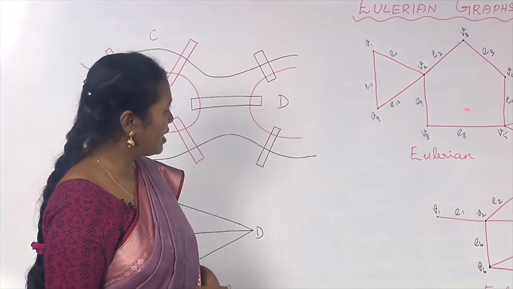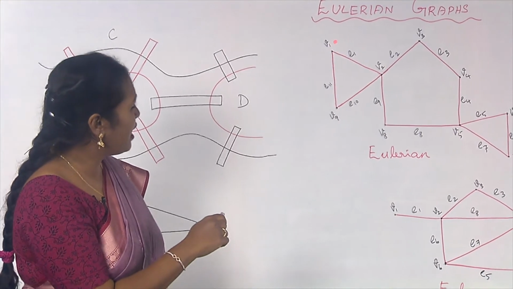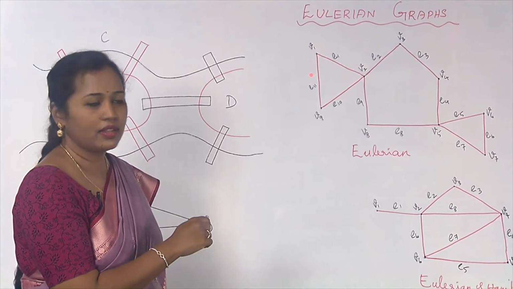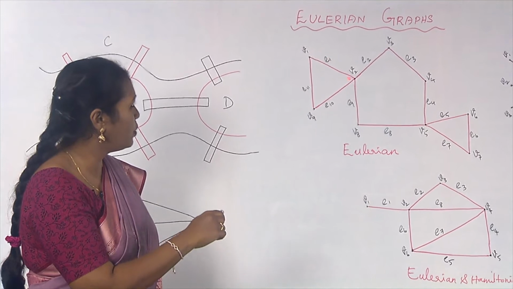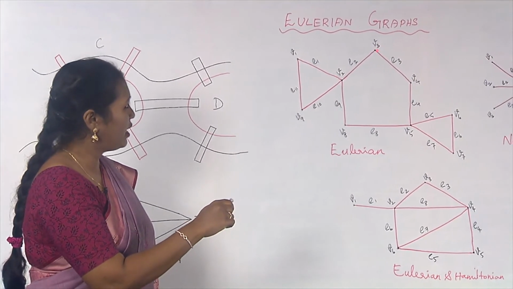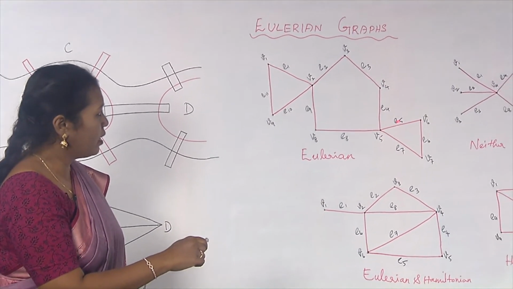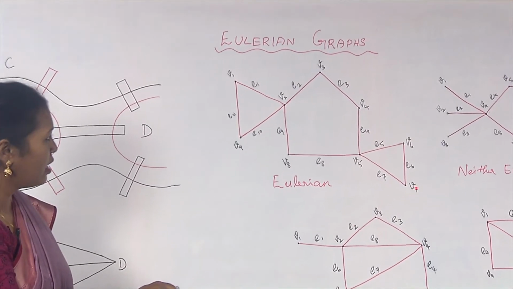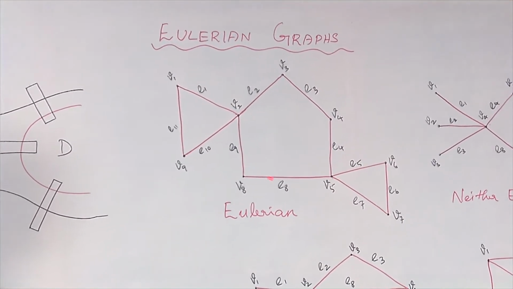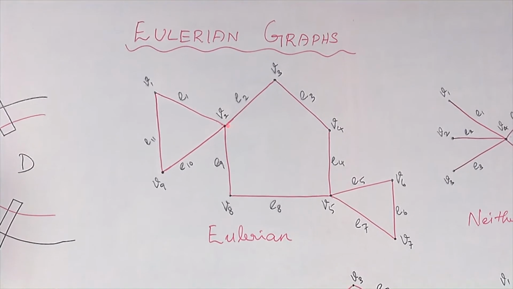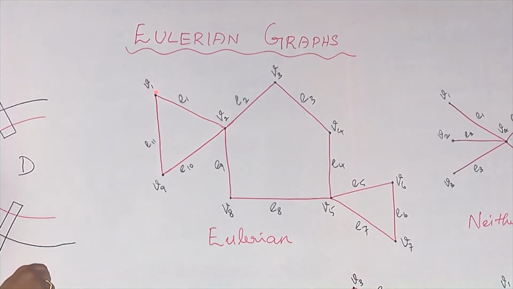Let us look at this example. You can easily see that if I start at V1, the vertex V1, I am travelling all the way to V2, then to V3, V4, then V5, V6, V7, and then back to V5, and then V8, and then V2, and then V9, and then I come back to V1.